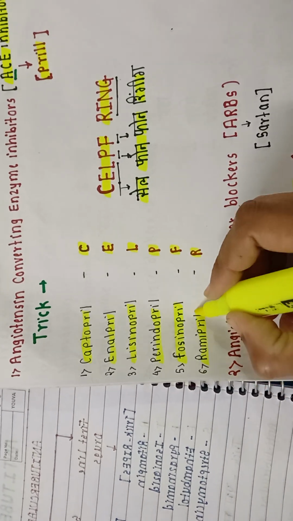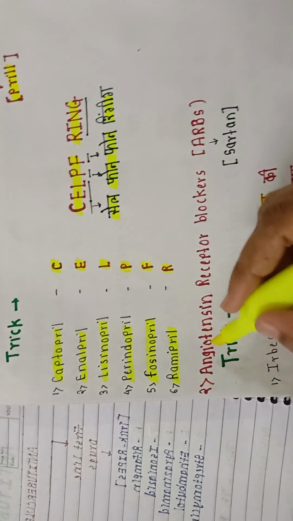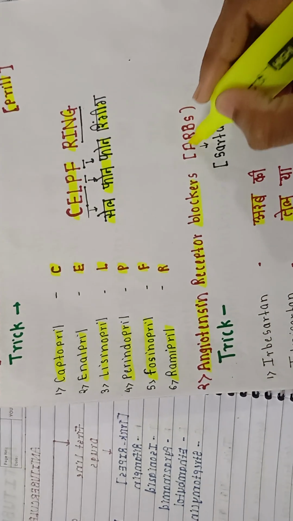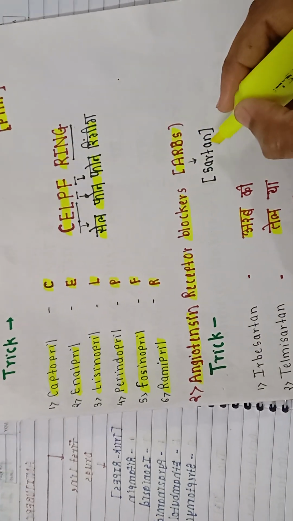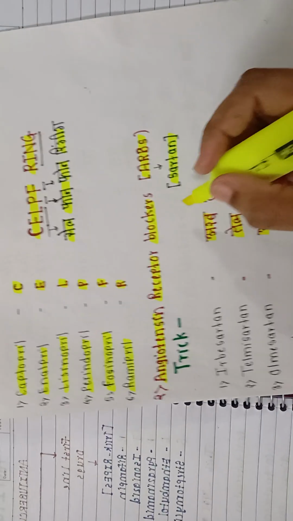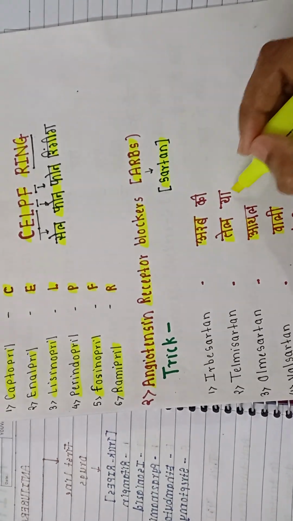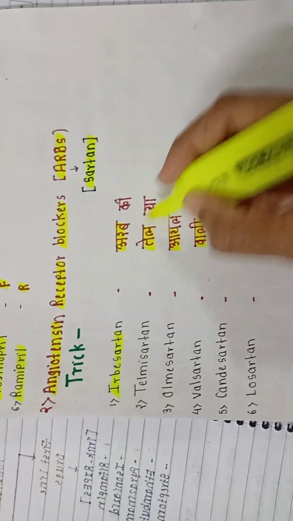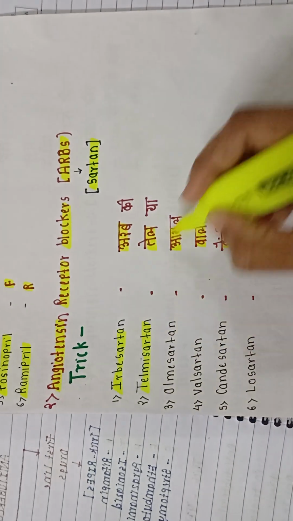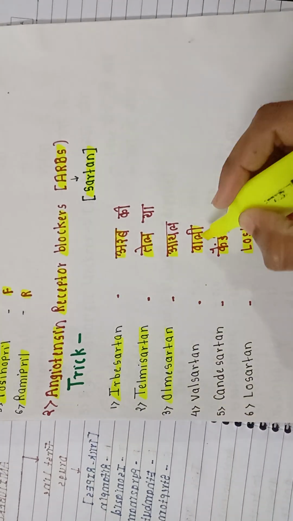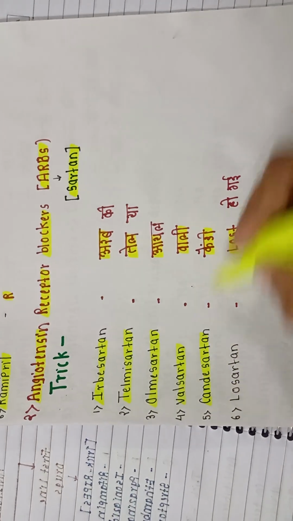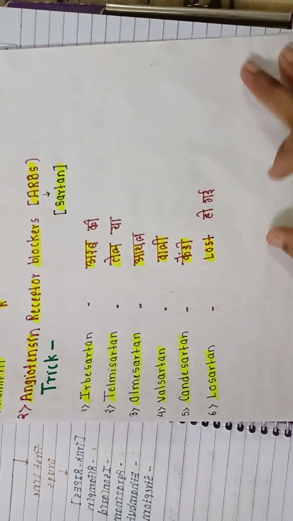The second class is the angiotensin receptor blockers, that is ARBs, and the suffix is sartan. The trick is given in Hindi: Arab ki tel ya oil wali candy lost ho gayi. Arab for irbesartan, tel for telmisartan, oil for olmesartan, wali for valsartan, candy for candesartan, and lost for losartan.